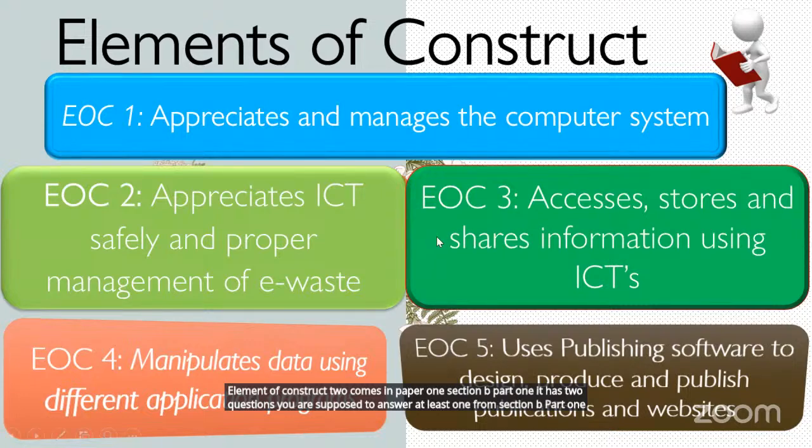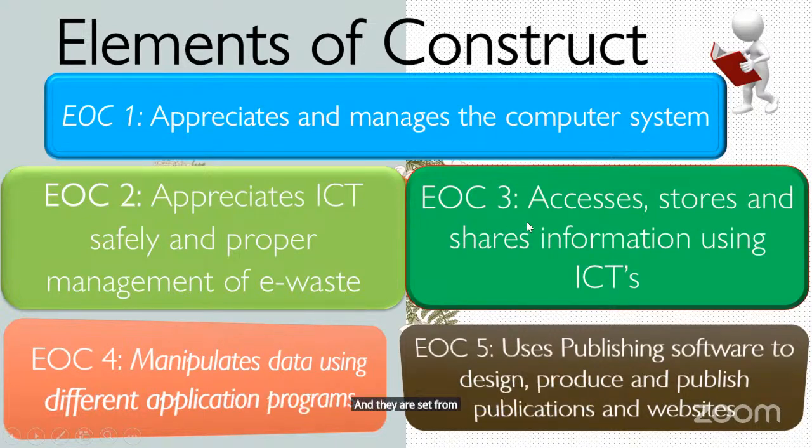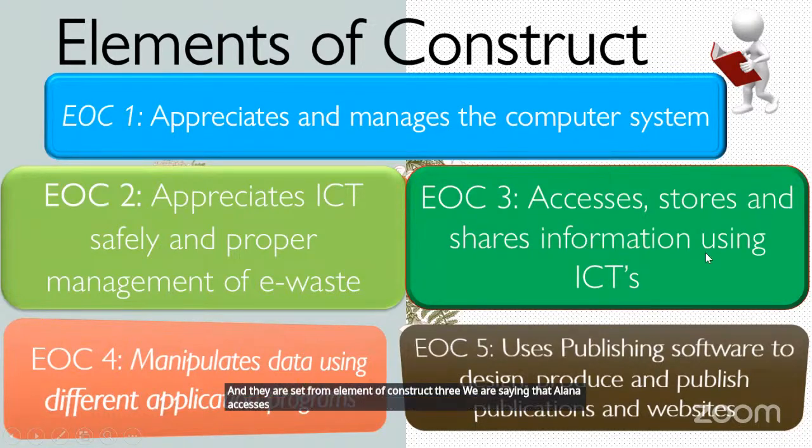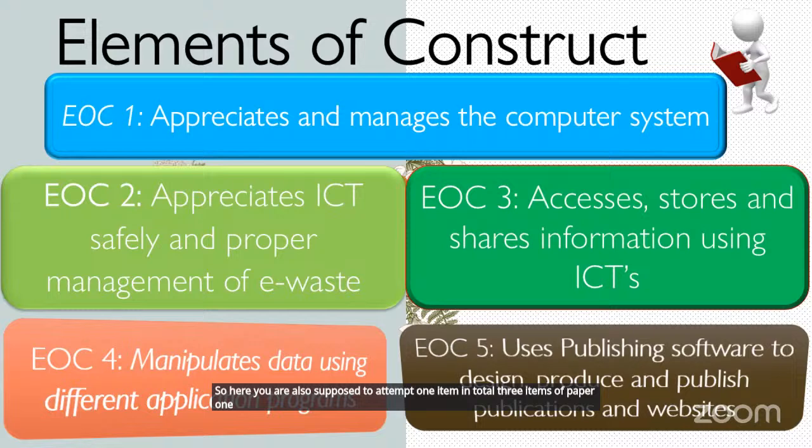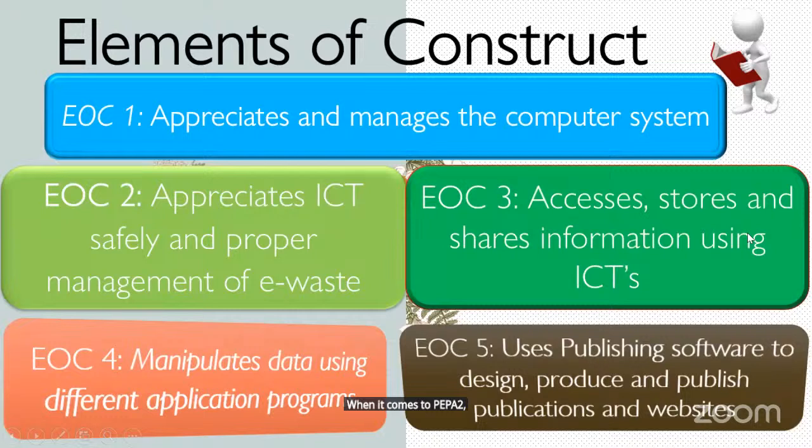Section B, part 2 of paper 1 has 2 questions, and they are set from element of construct 3, where we are saying that a learner accesses, stores, and shares information using ICTs. So here you are also supposed to attempt 1 item. In total, 3 items of paper 1 O level ICT. When it comes to paper 2, it has 2 items. The 2 items are taken from the 2 elements of construct.